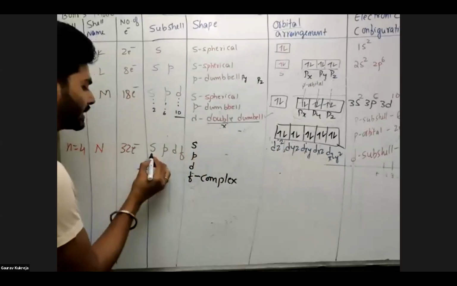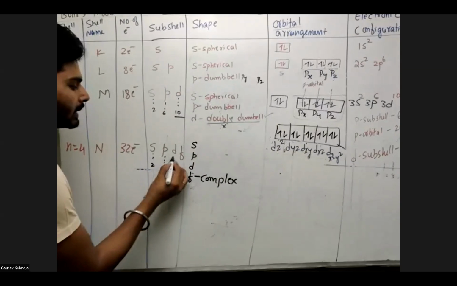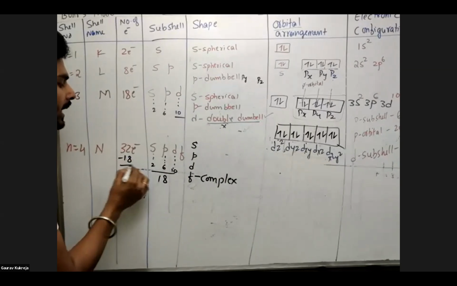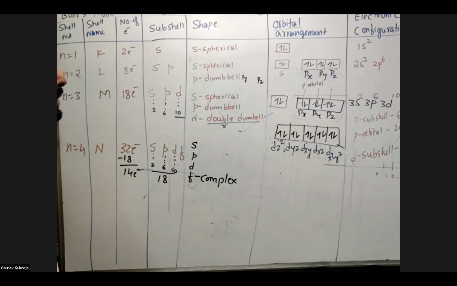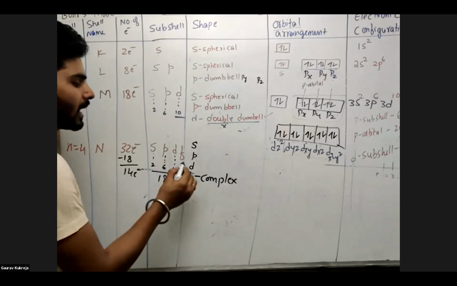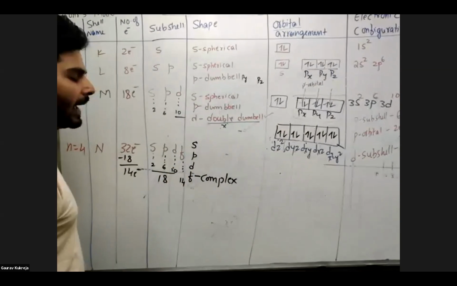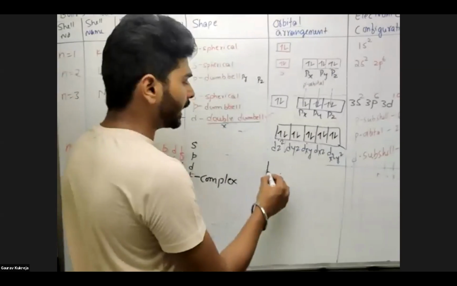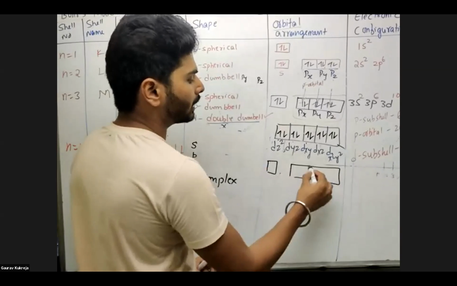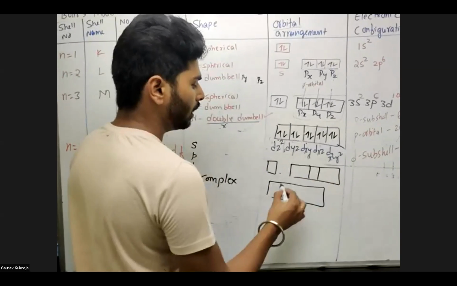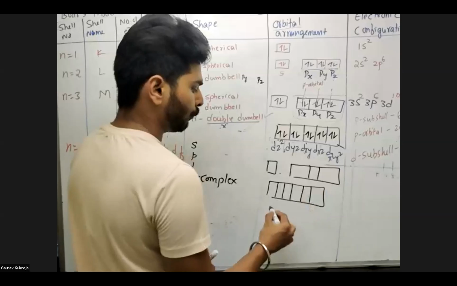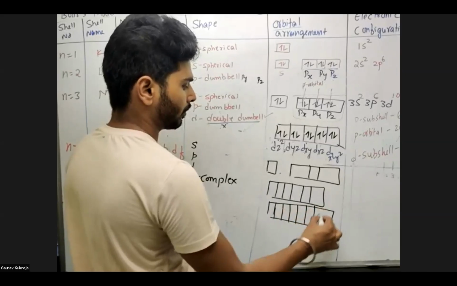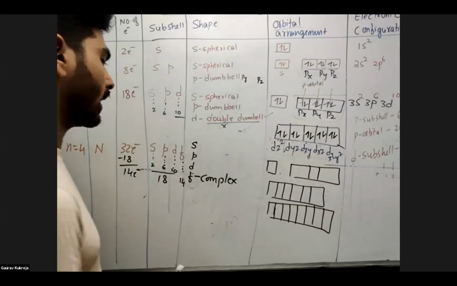For F, you can see here 2, 6, and 10. So collectively, it is becoming 18. If I subtract 18 from this, the remaining is 14 electrons. So now all those 14 electrons have to be placed in the F subshell. So you have to know that in the F subshell there will be 7 orbitals, because you have to fill 14 electrons there. So you will have to draw 7 orbitals.